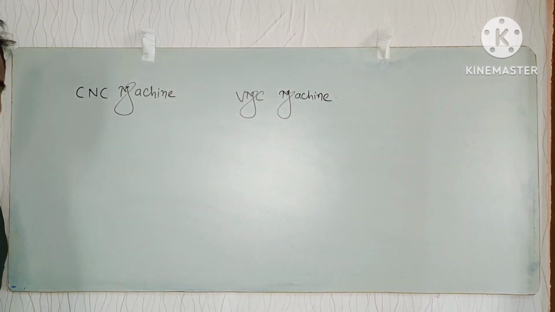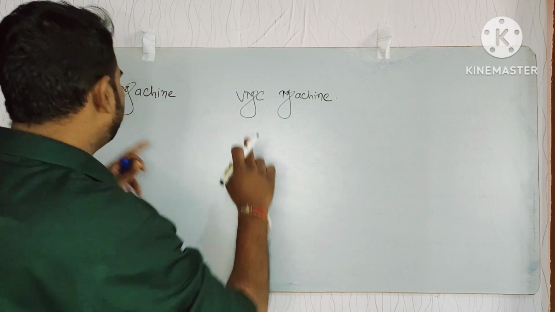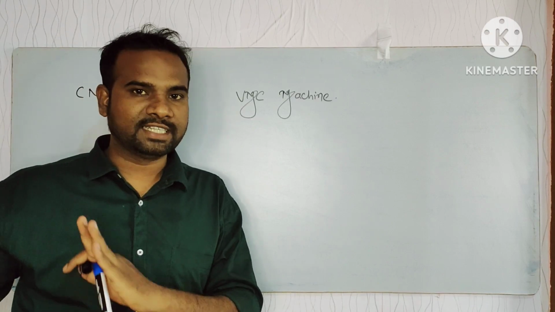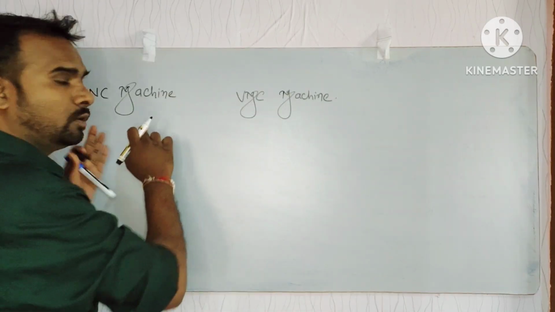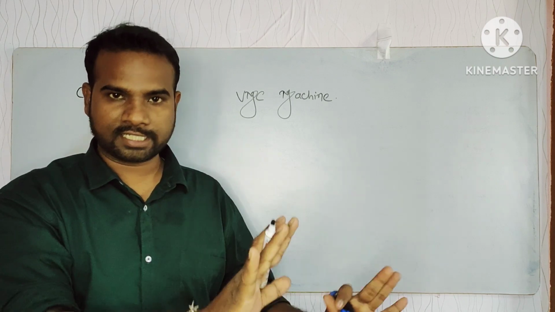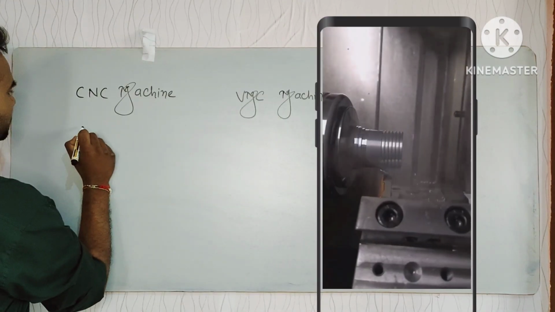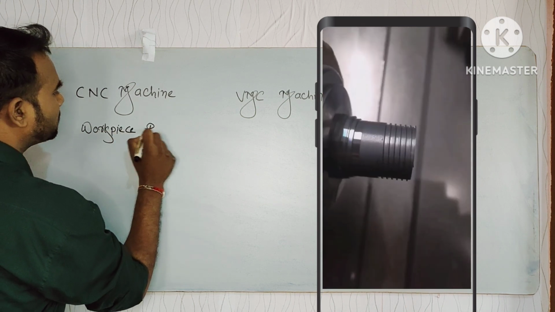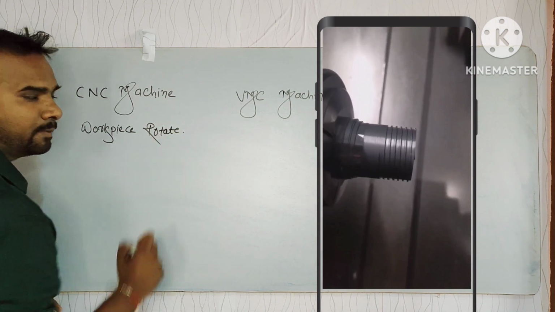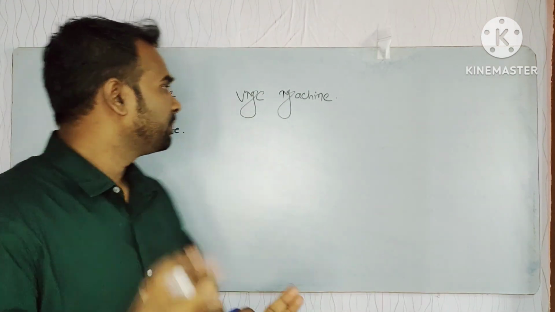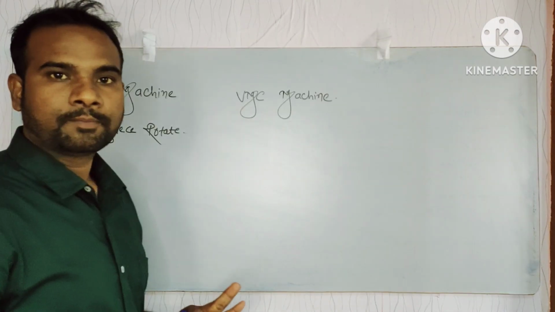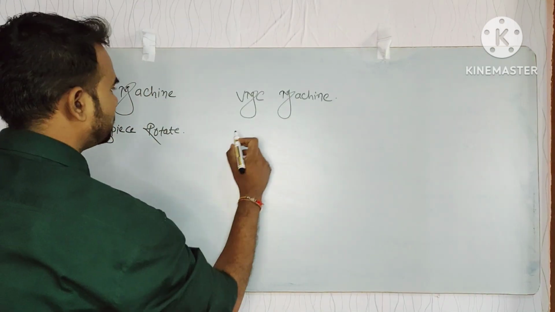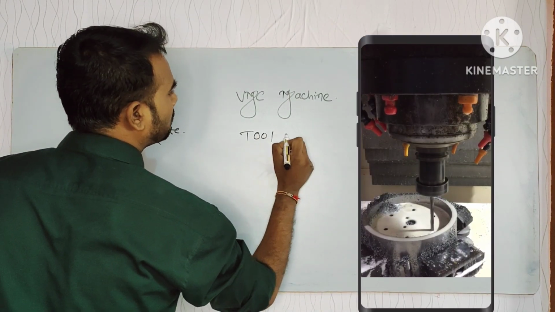Okay guys, so the first difference between these two machines is, in CNC machine, you had watched the video of CNC machine, workpiece rotates and tool remains stationary. Okay, first difference is what? Workpiece rotates, and tool remains stationary. And in VMC machine, workpiece remains stationary and tool rotates.